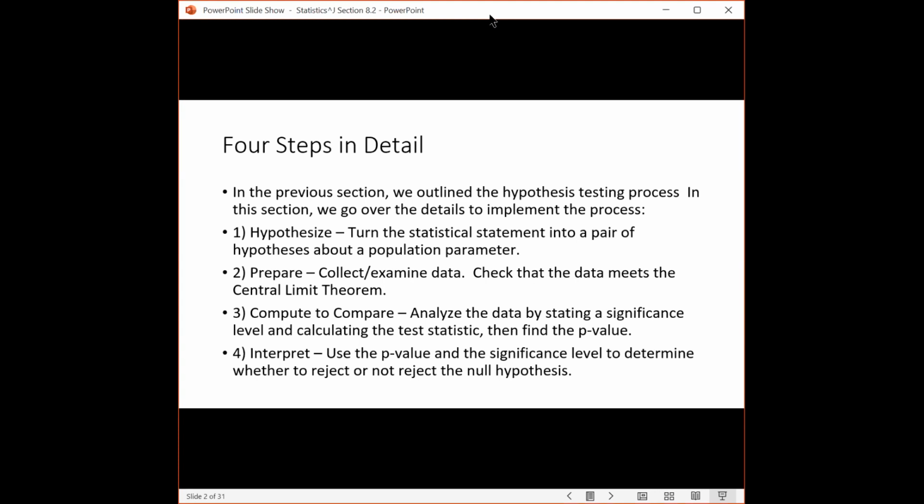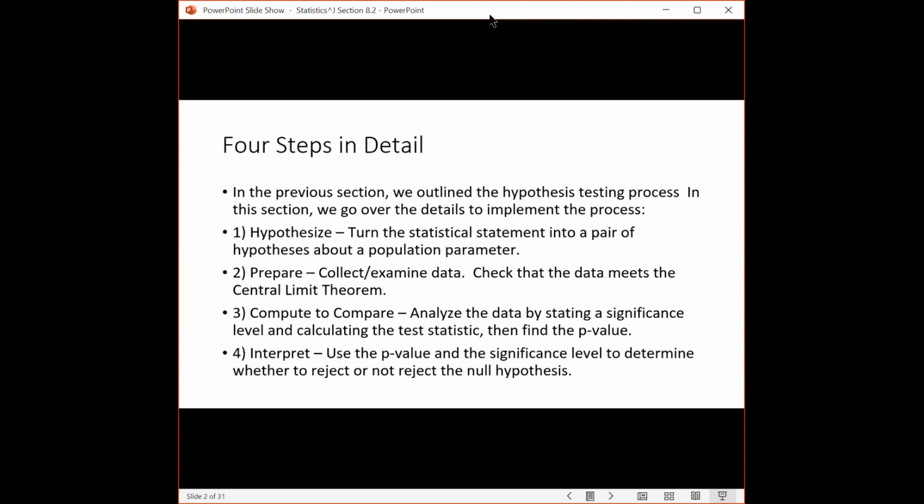The first step is the hypothesize step. We turn the statistical statement into a pair of hypotheses about a population parameter. We've gone over that. In the second step, we are going to collect or examine data. And one step that we're going to introduce in this section is that we're going to check that the data meets the central limit theorem.